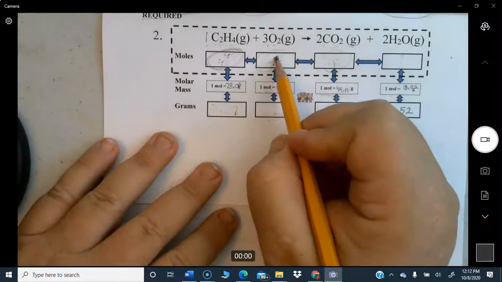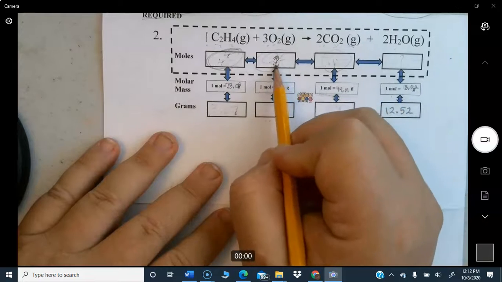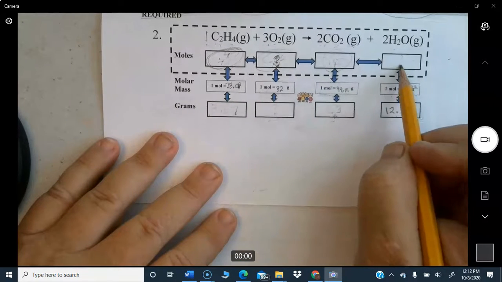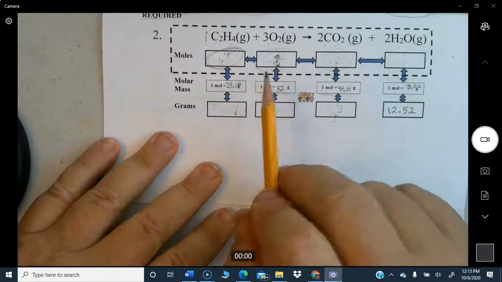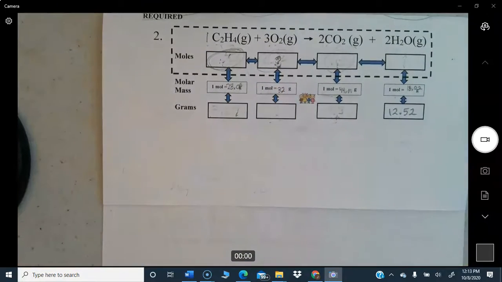Okay, it's hard to read this here. There's the question mark right there. So you need to go from 12.52 into the equation and then across over to moles of O2, and you're done. 2 conversions.